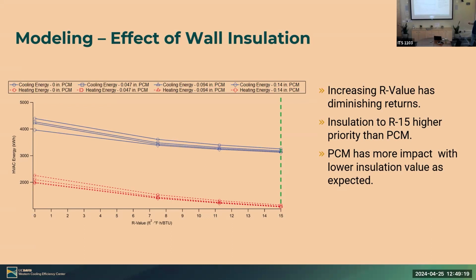We have heating on the bottom, cooling on the top. We converted heating to kilowatt hours just for consistent plots. As you can see, adding insulation from R0 to R7 to R15, you have diminishing returns, both heating and cooling. But what's interesting to point out is that PCM has a much greater impact, despite it being somewhat small, when wall insulation is lower. So as insulation increases, the effect of PCM increases across thicknesses.